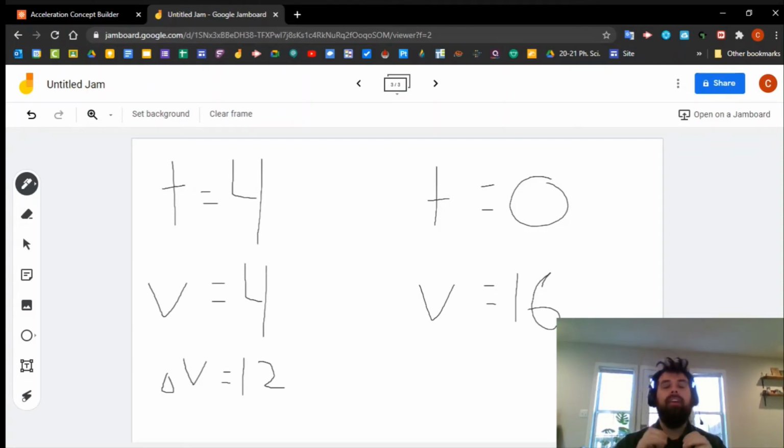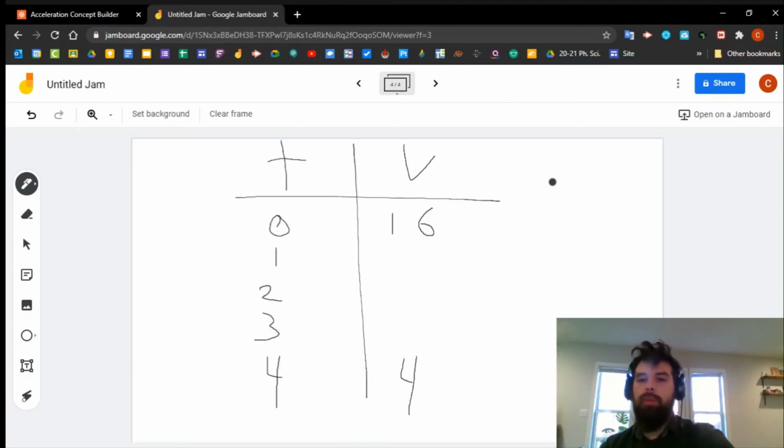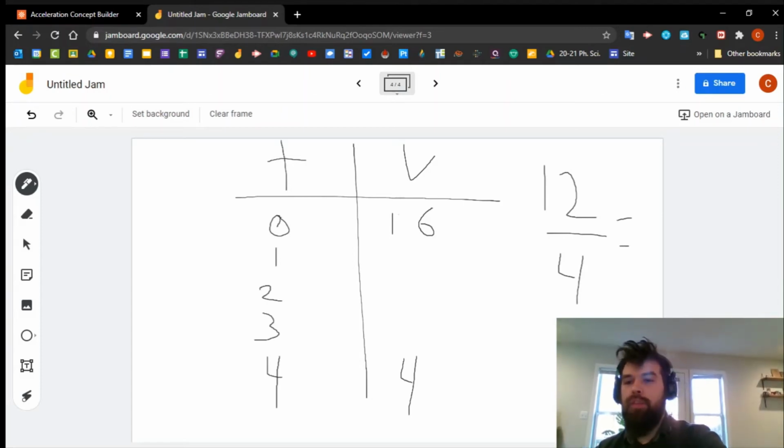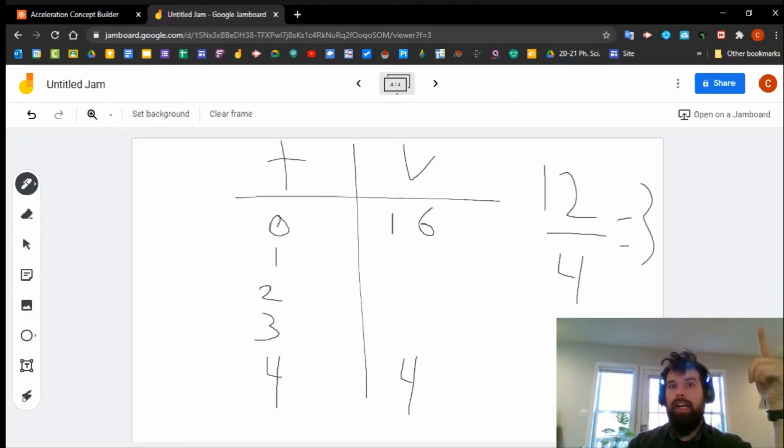Let's look at a table to help us out. So if we already knew that there was a change of 12 meters a second, and it's going to happen for 4 seconds, then I can still just divide. And what I'll end up with is 3 meters per second. But here's what I'm going to do. I'm going to use this table to kind of check that answer.